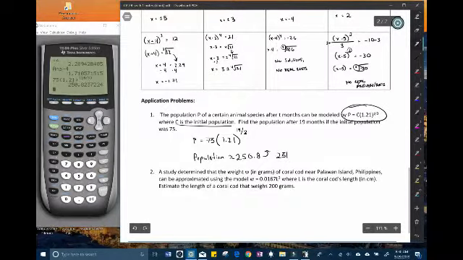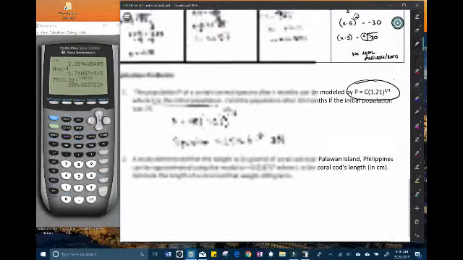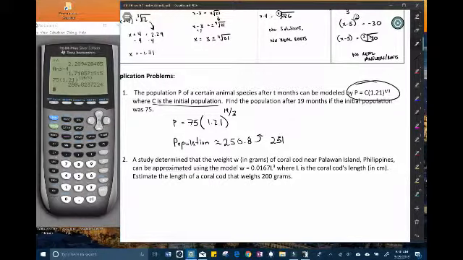All right, and the study determined that the weight in grams of a coral cod near Palawan Island in the Philippines can be approximated using the model W equals 0.0167 L to the third. L is a coral cod's length in centimeters. So this one here, now let's just be careful. So we are actually given their weight. So we have 200 is equal to 0.0167 L to the third.